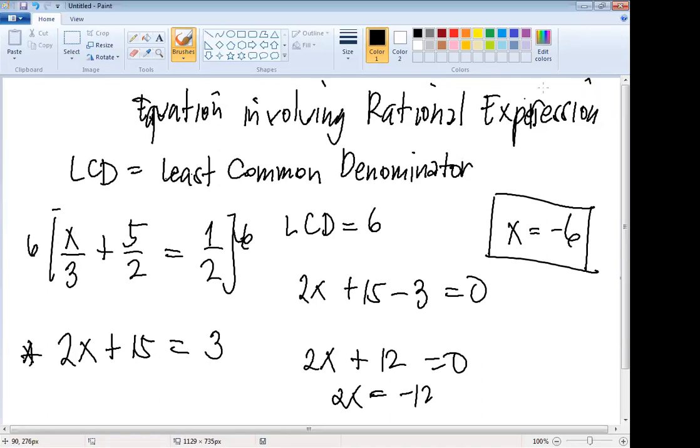Okay, Sir, where did you get the 2x from? This one? Yes, we have 6 times x divided by 3. So this one gives us 6x over 3, then this one is plus 30 over 2, and the other one we have now as 6 over 2. So we have to cancel that out. It will give us 2x, this one will give us 15, then this one will give us positive 3. Okay? Thank you, sir. Can I copy it first? Copy first. Thank you.